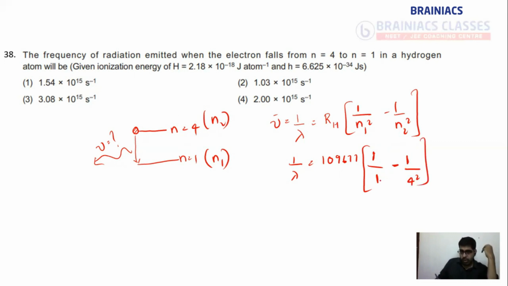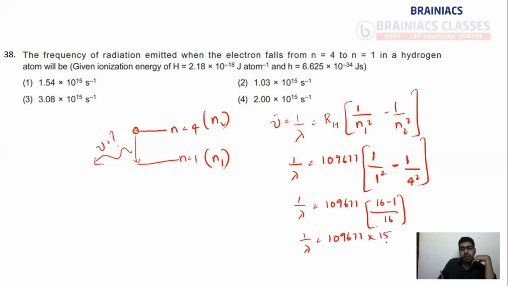So 1 by 1 square minus 1 by 4 square. So you'll get 1 by lambda is equal to 109677 into 4 square, 16 minus 1 by 16. Right. So 1 by lambda is equal to 109677 into 15 by 16. So this is 1 by lambda. So lambda is equal to 16 divided by 109677 into 15.